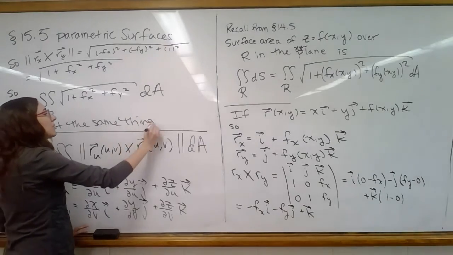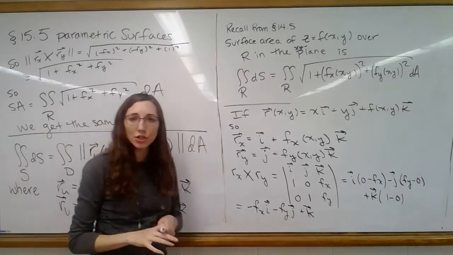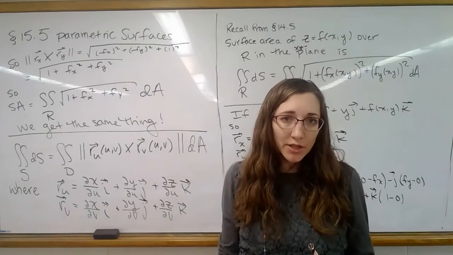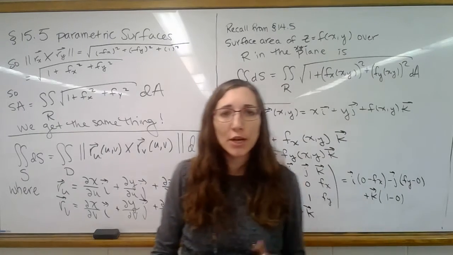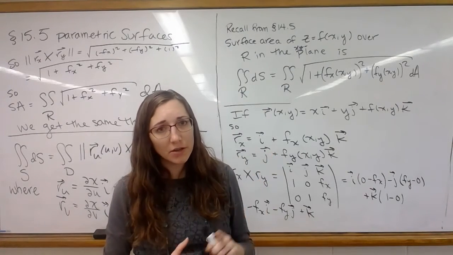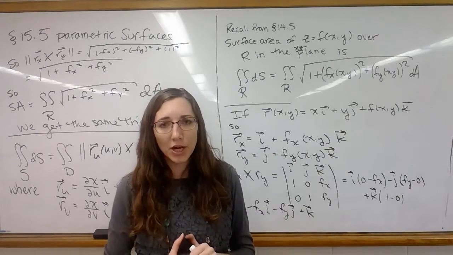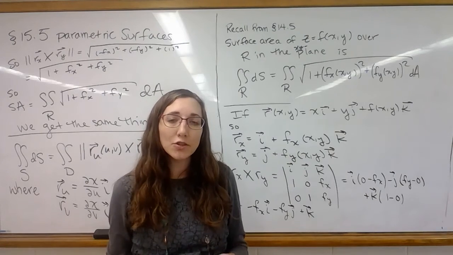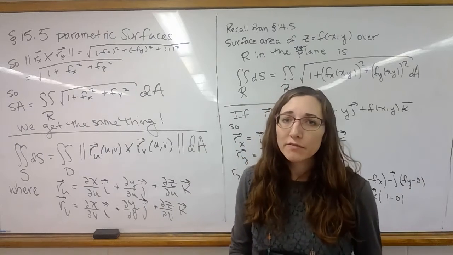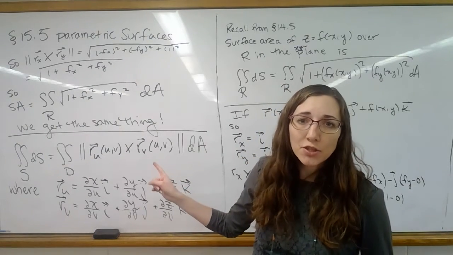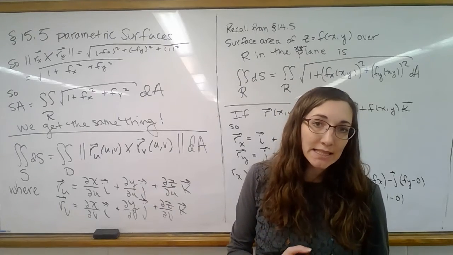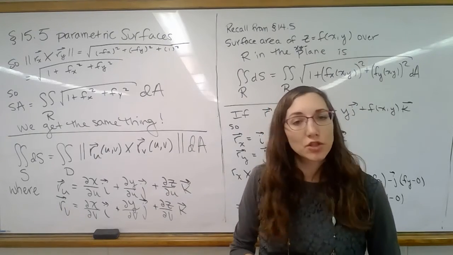So essentially then what this allows us to do is use whichever one is easier in the situation that we're in. So if it's easier to represent our surface with a function, then we can use this definition over here that we had back from chapter 14. But if it's easier to represent our surface with a parametrization or a vector valued function, then we can use this new definition over here. But in the end, they end up giving the same result for the surface area.